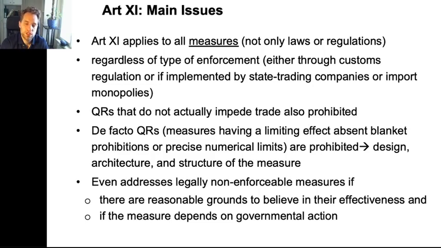Quantitative restrictions that do not have an actual trade impact are also prohibited, and what also needs to be mentioned here are de facto quantitative restrictions. So even if a measure limits actual trade and has an effect but does not constitute a prohibition or impose a numerical limit, it may also be prohibited. What is necessary here is to determine the design, architecture, and structure of a specific measure, and in some cases even non-obligatory or voluntary mechanisms might also constitute a quantitative restriction.